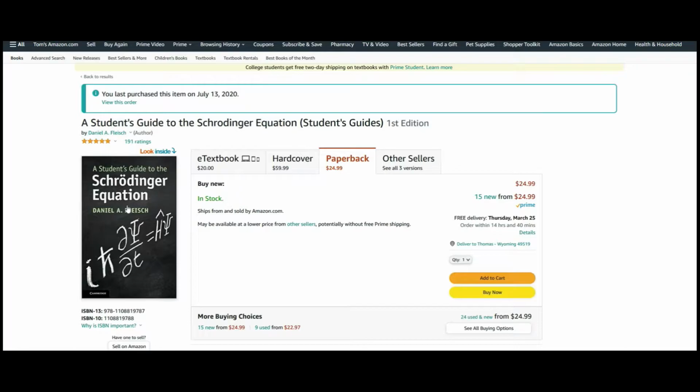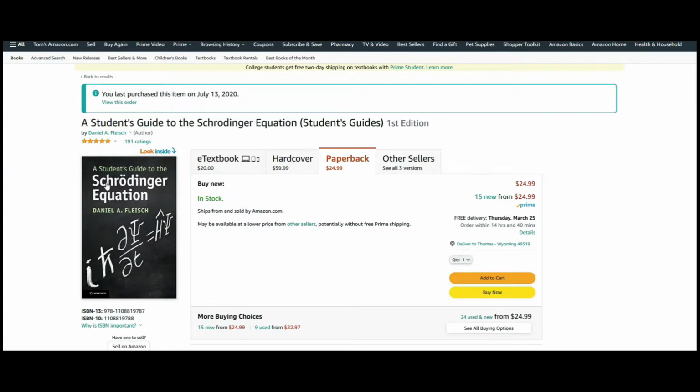There are several students' guide to physics books, and they're somewhat hit or miss. I've looked through the ones on Maxwell's equations, on classical mechanics, and on general relativity, and they're by different authors. I found this author, Daniel A. Fleisch, who also did the Maxwell's Equations Student's Guide, and I think he does a really good job. Some of the other ones, like the classical mechanics and the general relativity students' guides, I didn't think were all that great. But the ones by Daniel Fleisch are really good.